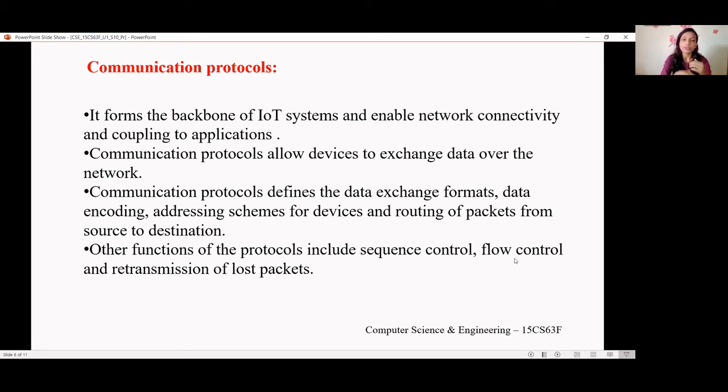Then flow control, that is, sender and receiver should be synchronized at the same speed. If one is slow and one is fast, then there will be packet drop and retransmission of lost packets. So only this much is there about communication protocol. Already we have studied at the start of the chapter the different layers of IoT protocols and which protocols can be used in each layer.